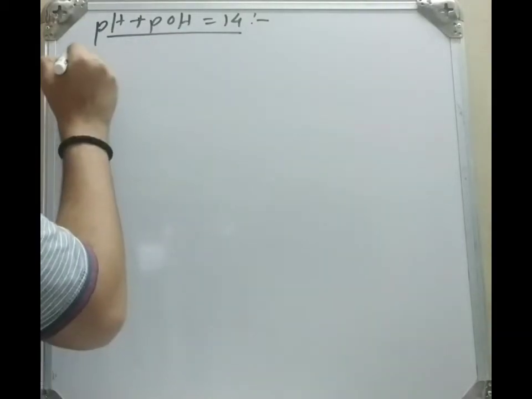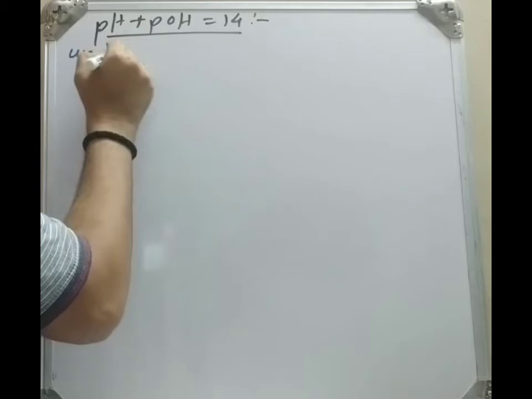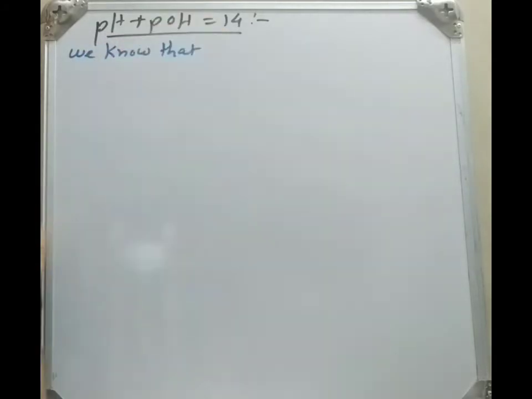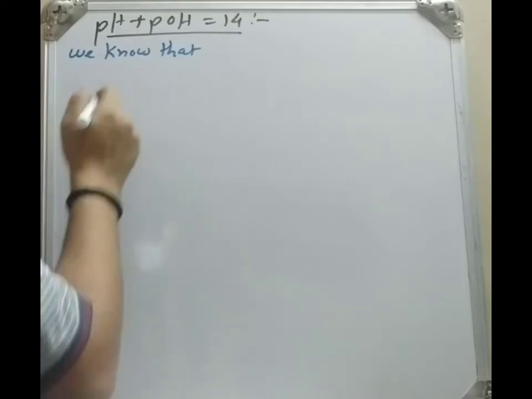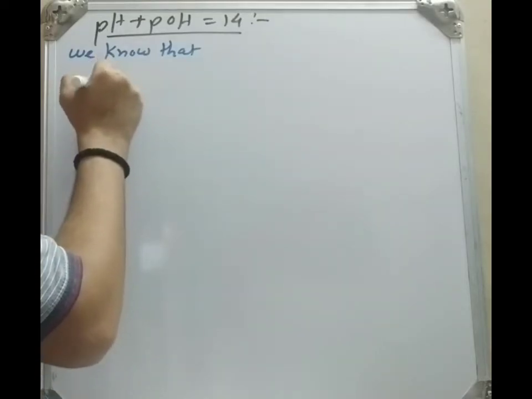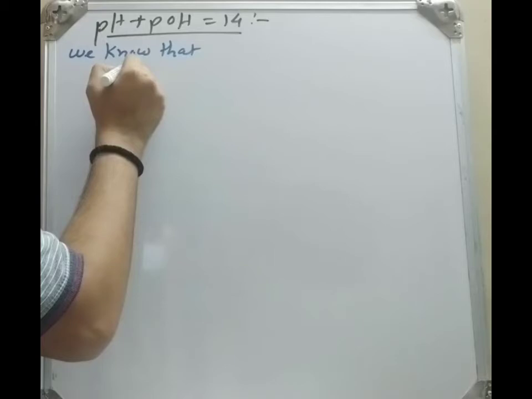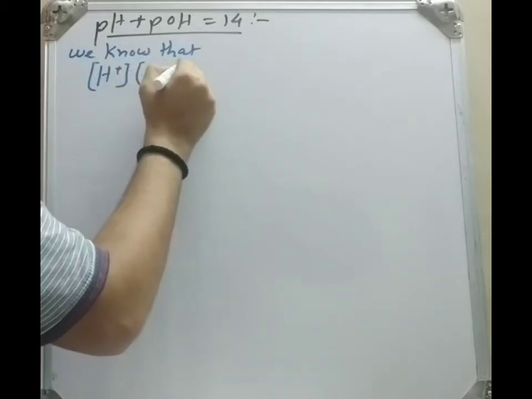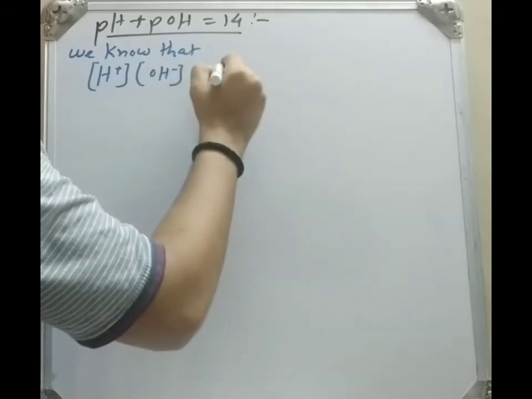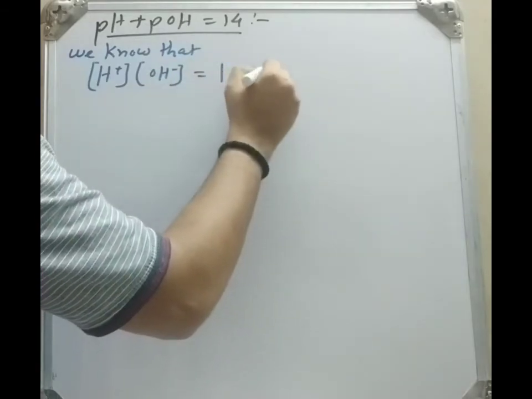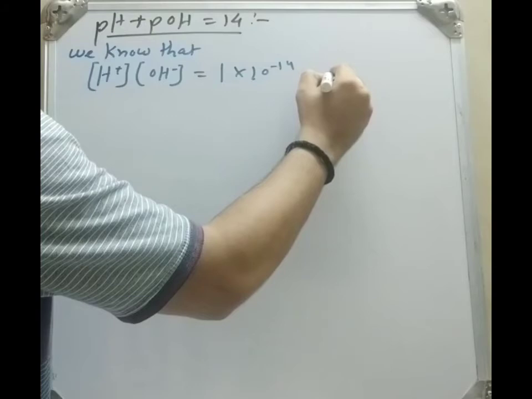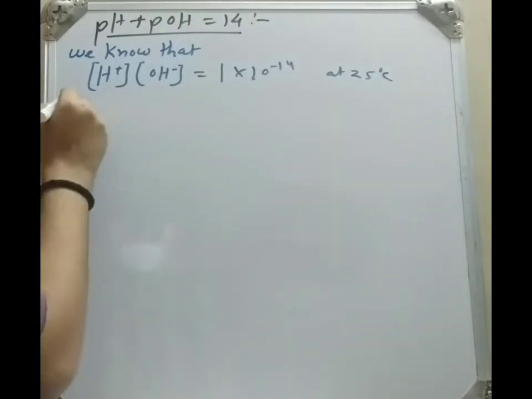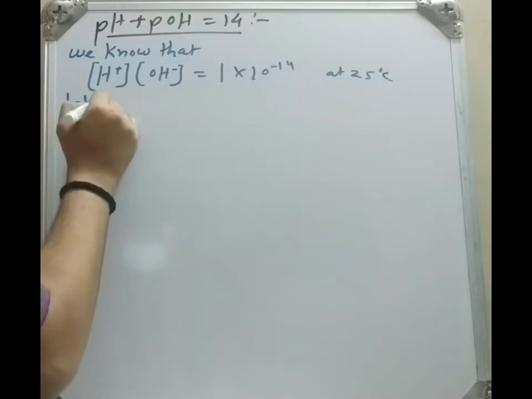ionic product of water is 1 into 10 raised to minus 14, Kw. And what is this Kw? Kw is the product of the H3O plus concentration, meaning H plus concentration, and OH minus concentration. So we can write it this way: H plus concentration into OH minus concentration is equal to 1 into 10 raised to minus 14. Directly we can add this 10 raised to minus 14 at 25 degrees Celsius.